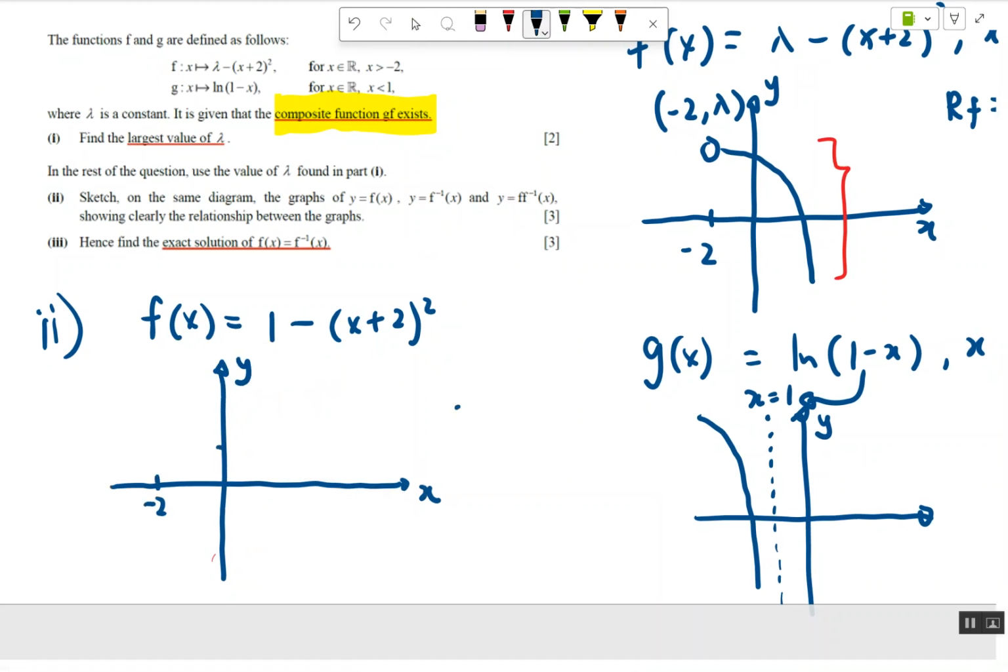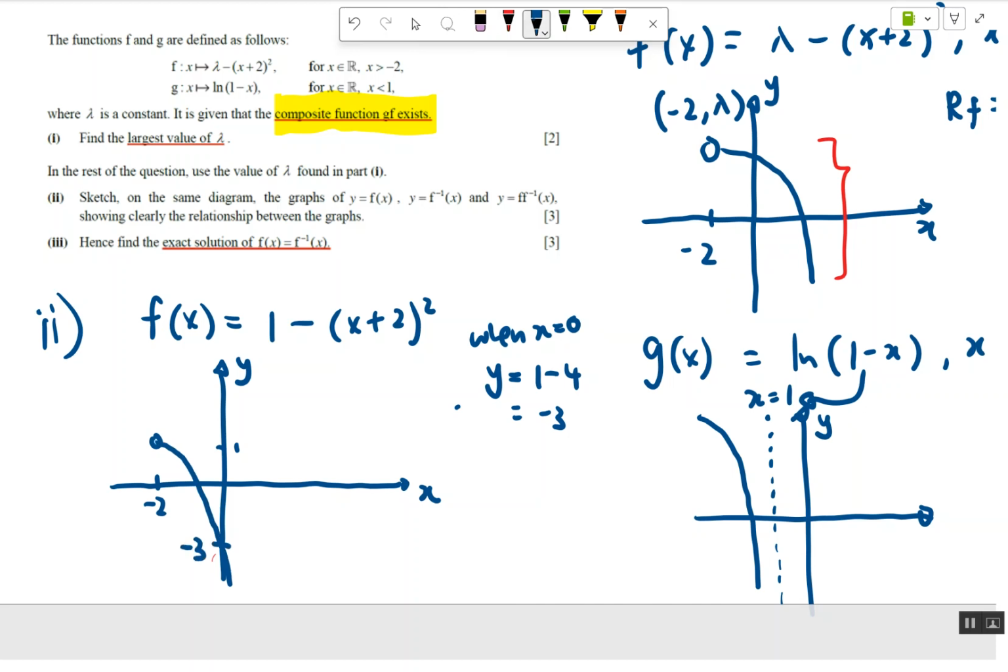Now for this, if we are going to draw this, I know that the maximum point is at (-2, 1). So this is the maximum point and it doesn't include. I need to find my intercept. When x = 0, I know that my y is 1 - 4, and that is -3. I know that it's going to cut below down here. In fact, let's draw a better one. I'm going to turn down and then cut at -3.